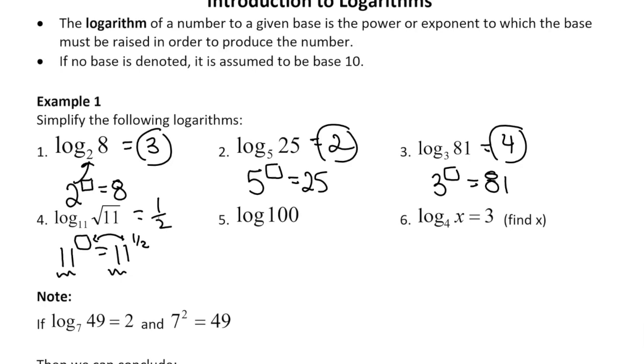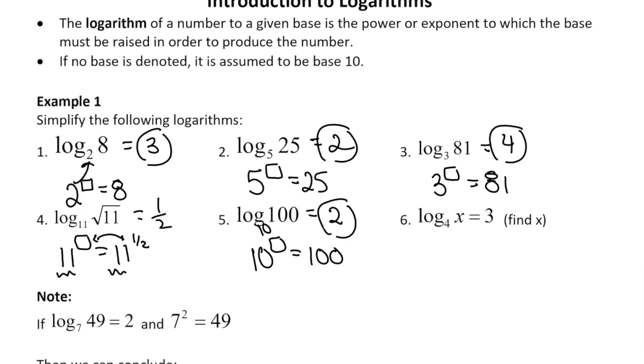Now, example 5, there's nothing there. And if you look up to the top notes, if there's no base denoted, then it's assumed that it's a base of 10. We talk about logs in a base of 10, and you'll see that a lot with our upcoming word applications. So this is just saying 10 to the power of blank equals 100. And we would say 10 to the power of 2 would give us 100.